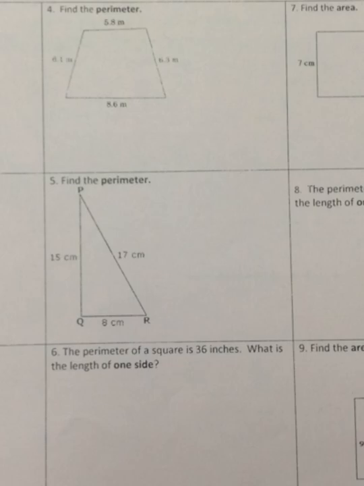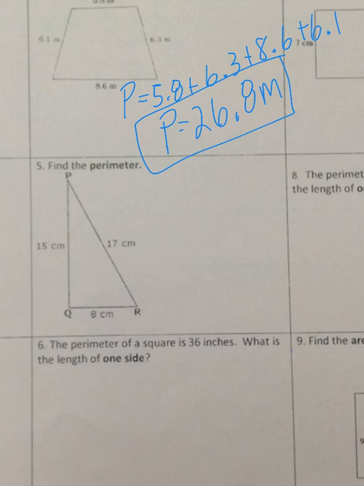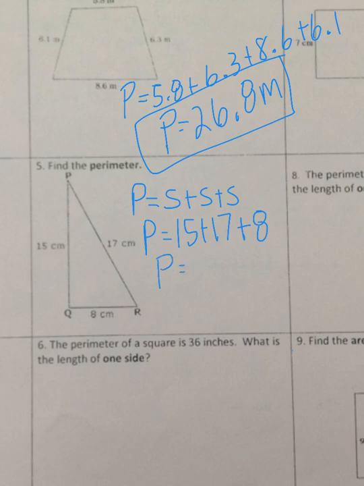Number 4, find the perimeter. The answer is 26 8/10 meters. The way I got this is I just add up all 4 sides, making sure to line up the decimals, and I got 26.8 meters. Number 5, find the perimeter. This is a triangle, so perimeter, the distance around the outside, we're just going to add the 3 sides. And so I have 15 plus 17 plus 8. And 15 plus 17 gives me 32. And I'm going to add 8 to that, and that is going to give me 40. Oops. And centimeters. 40 centimeters.